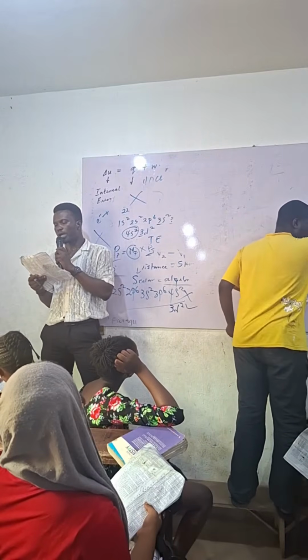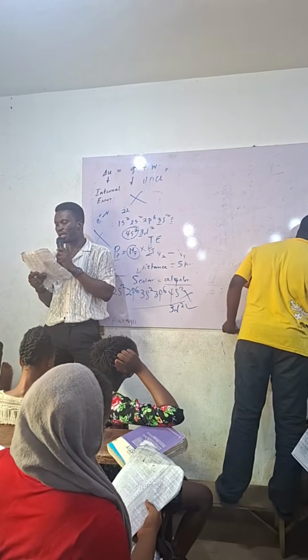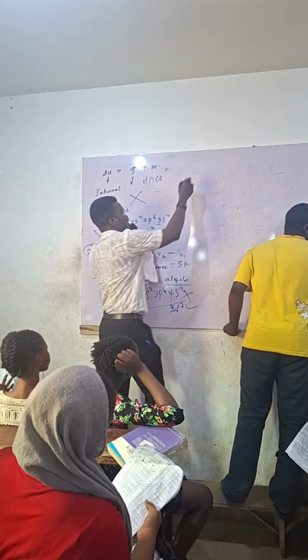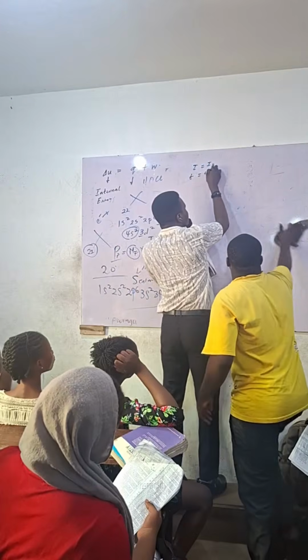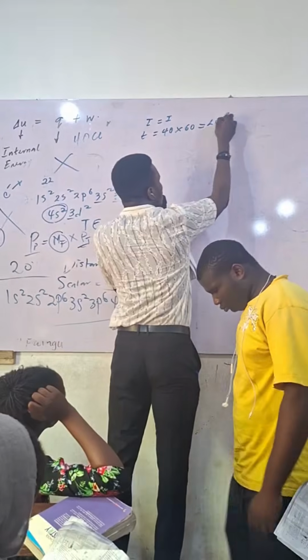When the current I was passed through an electrolyte for 40 minutes, the current was high. The time of passing it was 40 minutes times 60. Is that correct?